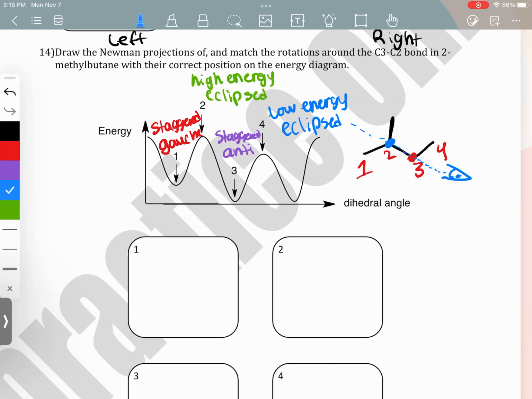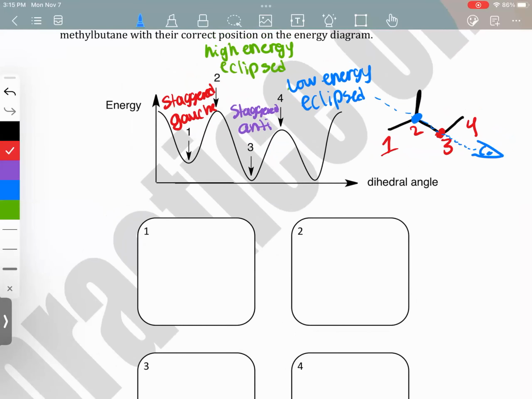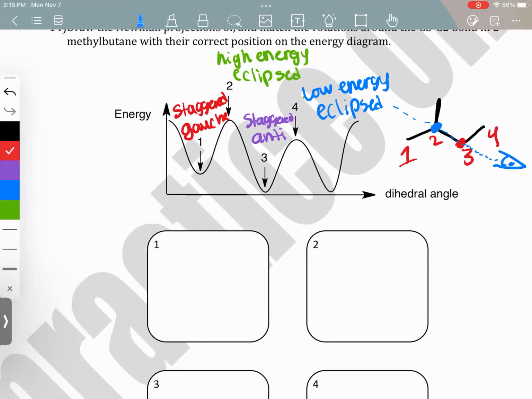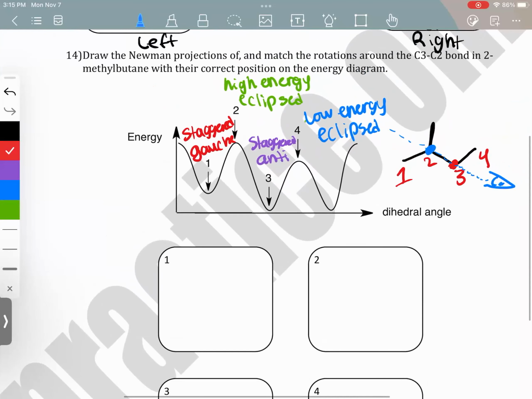Right. Now, let's draw each of the Newmans respective to the energy type. Wait, is there no gauche or anti for the eclipse? They don't do the gauche or the anti for the eclipse just because of how close together it is when you do the eclipse conformation. So that's why we just come down to saying whether it's the high energy eclipse conformation or the low energy eclipse.